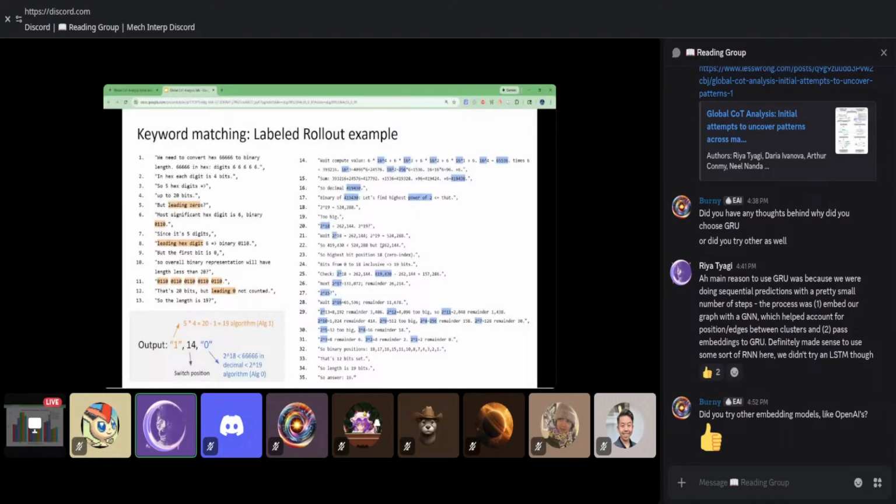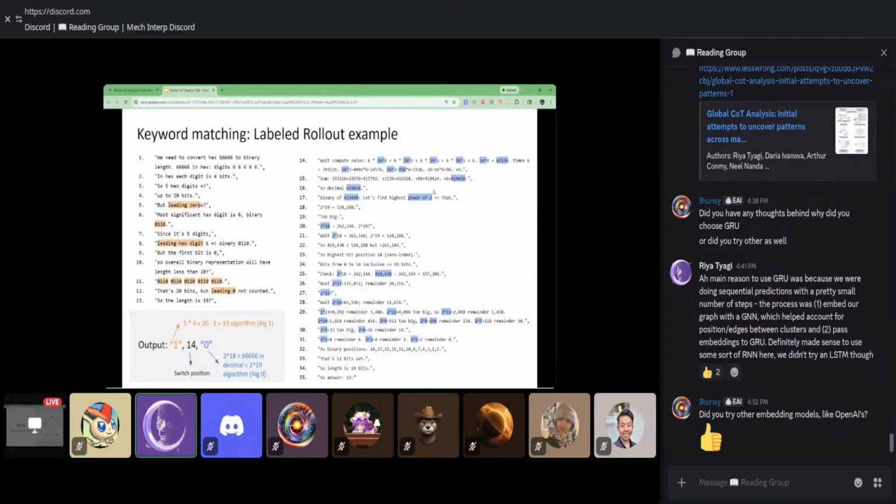Just to provide some context on this particular problem, the question says we need to convert 6666 in hex to binary and count the number of digits. There are two ways you can think about doing this. One way is: there are 5 digits, each is 4 bits, 5 times 4 is 20, but 6 in binary is 0110, so we can subtract that leading 0, and that's 19 bits.